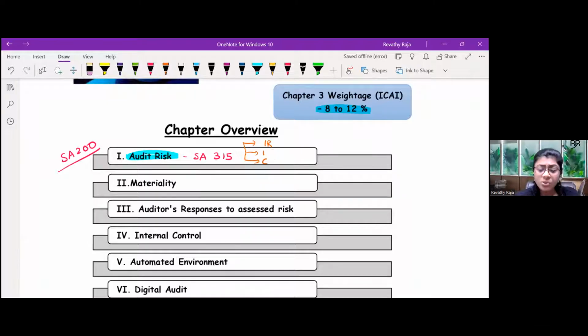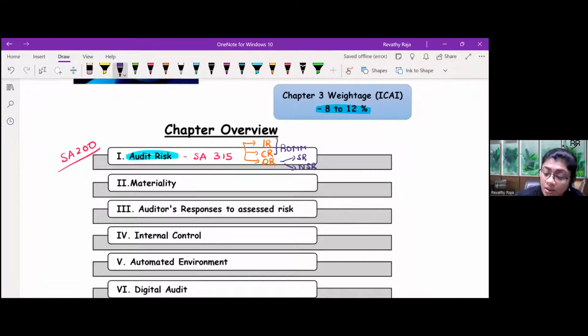Now, audit risk has 3 components: inherent risk, control risk, and detection risk. Inherent risk is the susceptibility to misstatement, control risk is that the control fails to detect, prevent, or correct misstatements, and detection risk is that the audit procedure fails. Inherent and control risk together we call risk of material misstatement. Detection risk is divided into sampling risk and non-sampling risk. Sampling, SA 530.